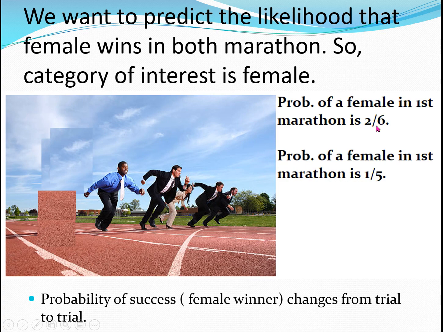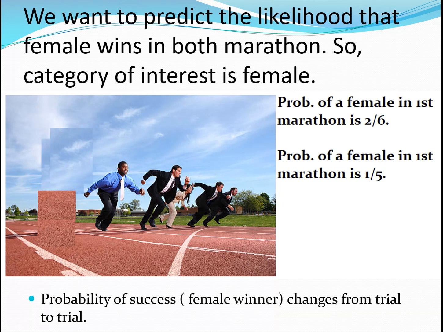Now the probability of a female in the second marathon, pardon, this is a typo, I should have written second. So the probability of a female in the second marathon: now we are left with only 1 female. So the probability of a female winning in the second marathon is equal to 1 by 5. Why am I comparing the probability of a female winning in the first and the second marathon? Because I want to emphasize the fact that the probability of success in hypergeometric distribution changes from trial to trial.